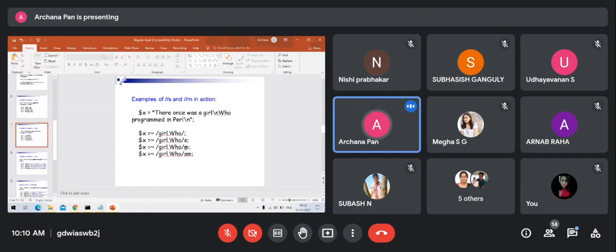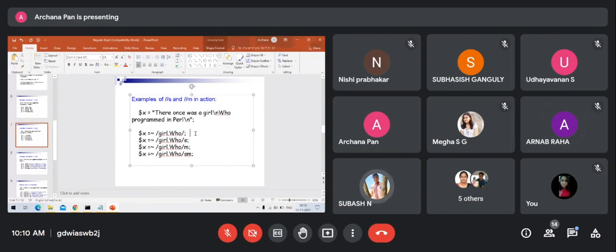Yes, no? The M modifier is not changing the role of the dot operator. SM together, it is matching. Am I correct? So it is no, yes, no, yes. Am I correct? Yes, ma'am. Okay.